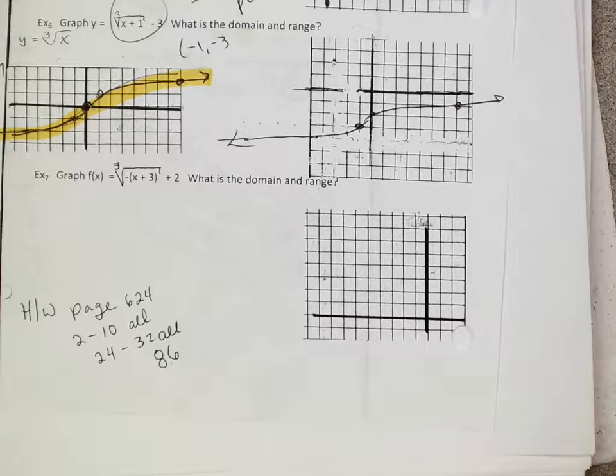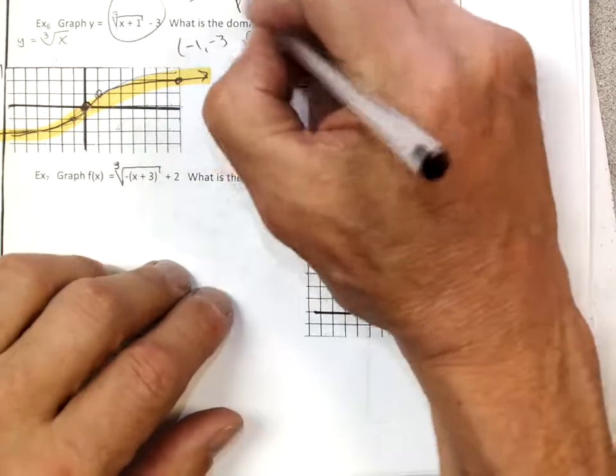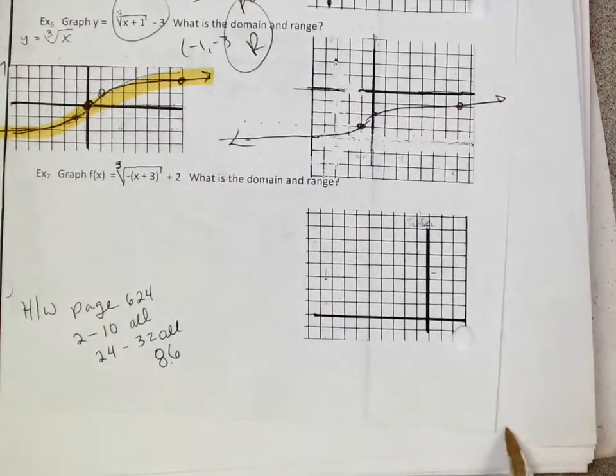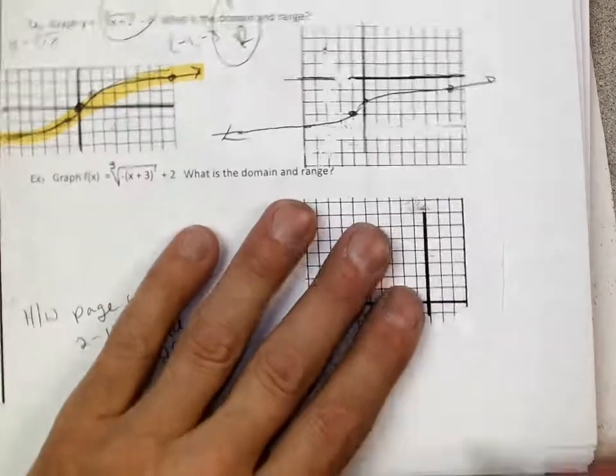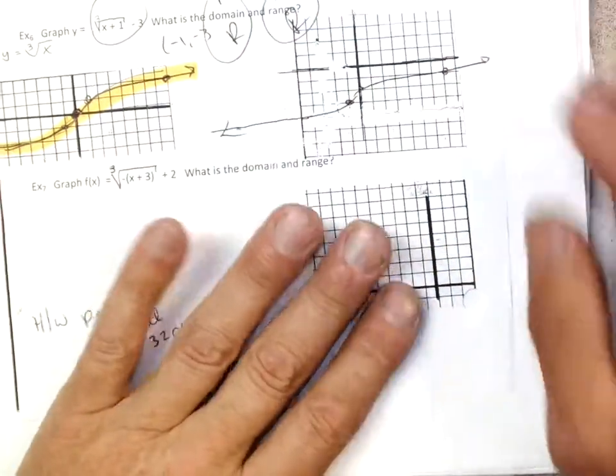Domain and range? Domain and range? Yes. What are they? Don't mess with my domain. How wide is that thing? R. All real numbers. Domain is all real numbers. What about range? Believe it or not, it's always going up. R. It's always going up, just slowly, but it's always going up, okay? Same thing. All real numbers, okay?